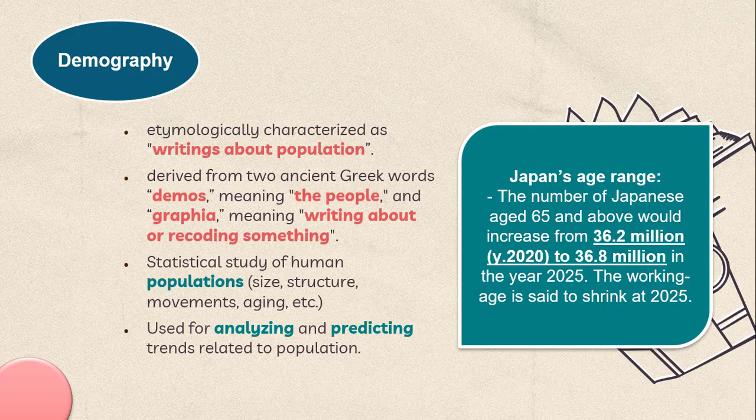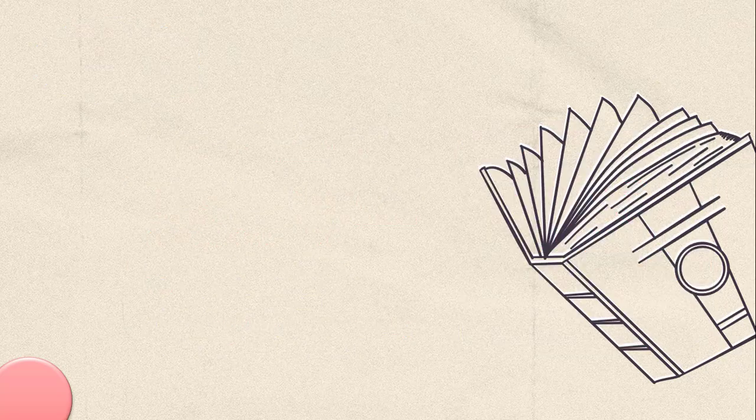This prediction will help the Government of Japan plan for a solution ahead of time. This is a simple example of how demography is utilized. In other aspects, demography has proved to be a very important and useful field of study.